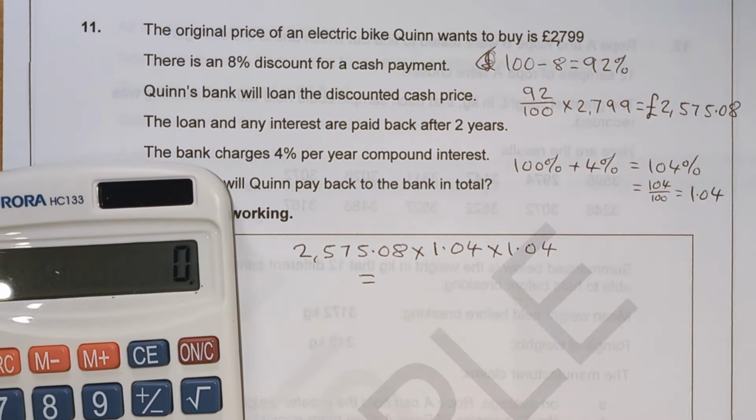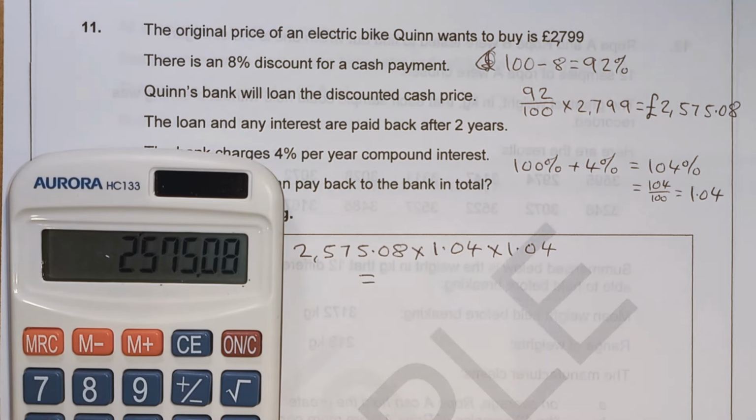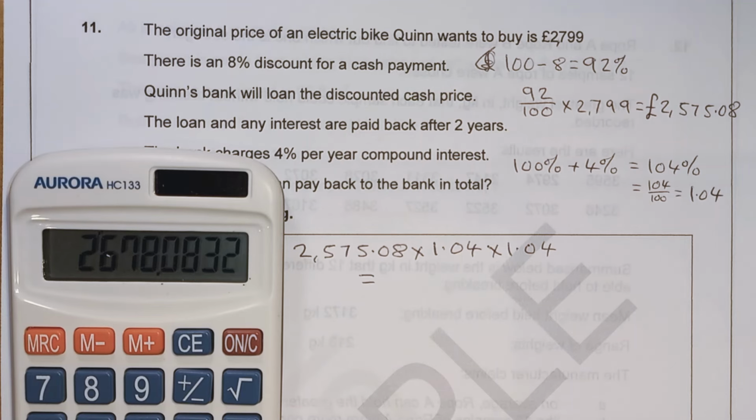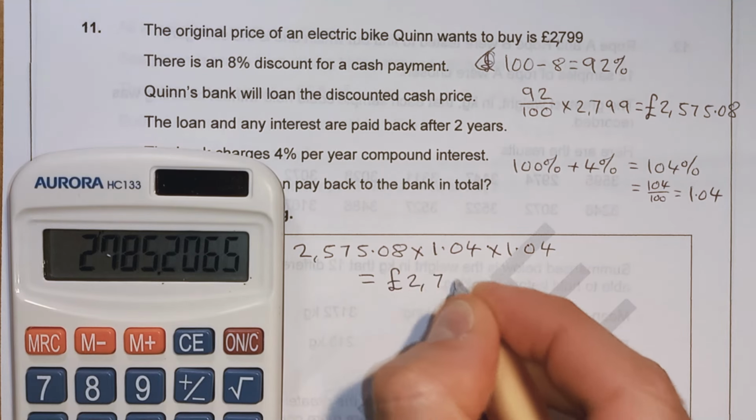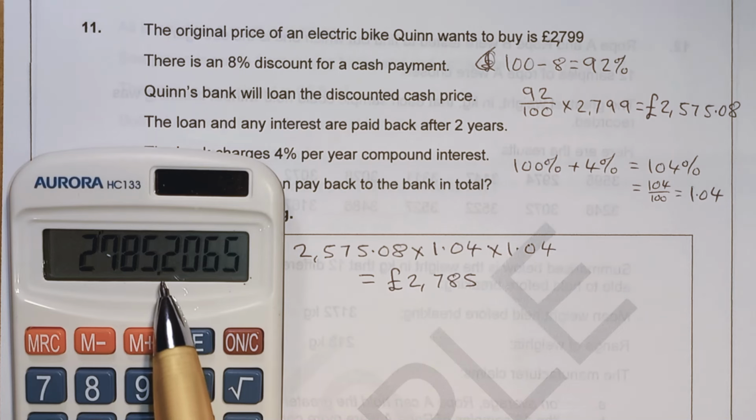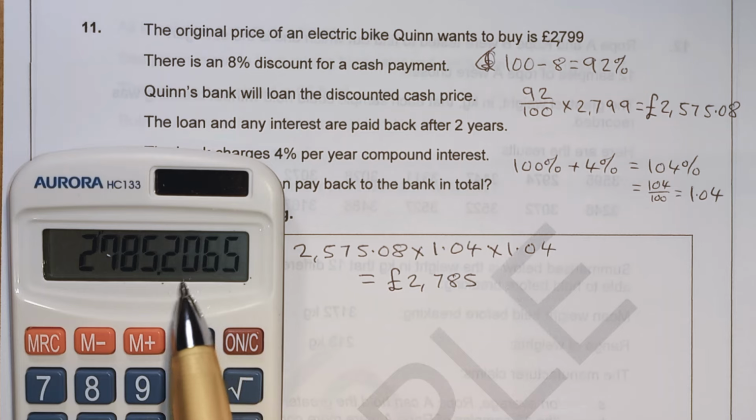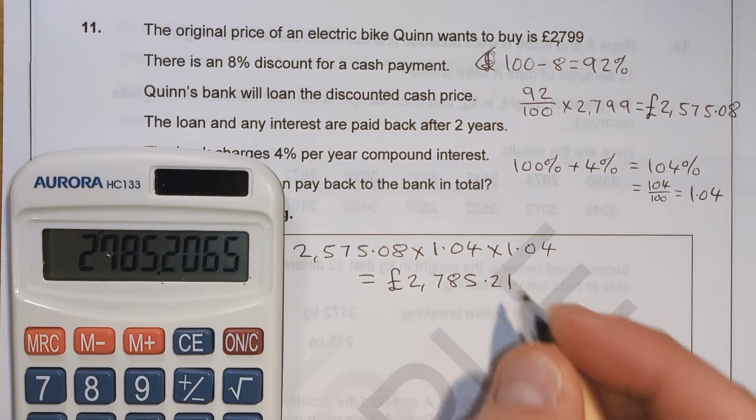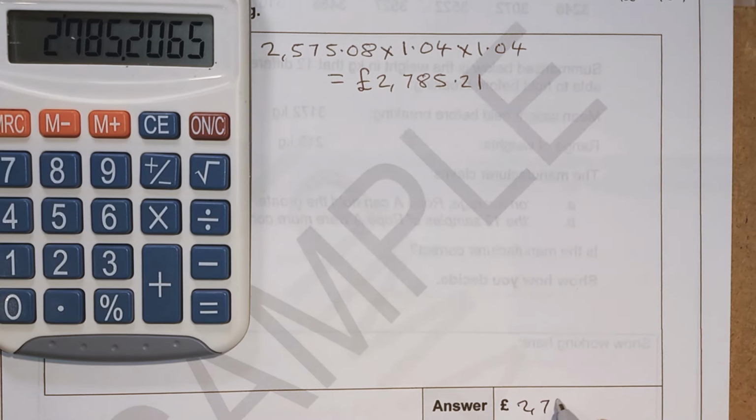So just have to type that back in. So we've got £2,575 and 8 pence. After the first year, that would have increased to £2,678. After the second year, would have increased to £2,785. Because it's money, we just want 2 decimal places, 20. But the next digit is 5 or more, so that's going to make it 21 pence, which we can put in here.